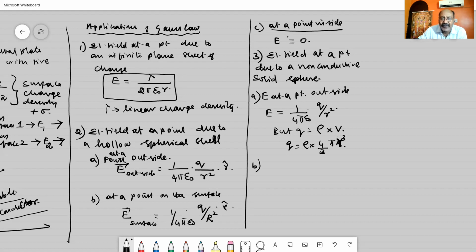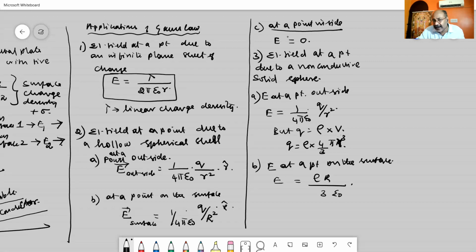Then B, the electrical field E at a point on the surface. The final electrical field is given by the formula E equal to rho. Those are the 2 formulas we might have calculated. One is rho into R divided by 3 epsilon 0. Or we can write it like this, 1 by 4 pi epsilon 0 Q divided by capital R square. Here we have substituted for Q and we have got the final equation.